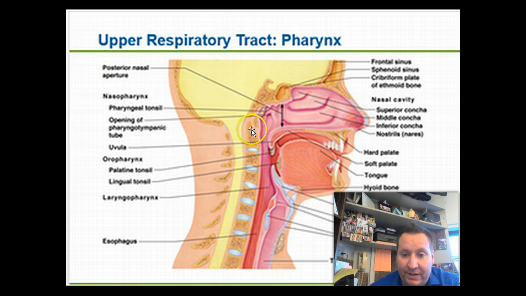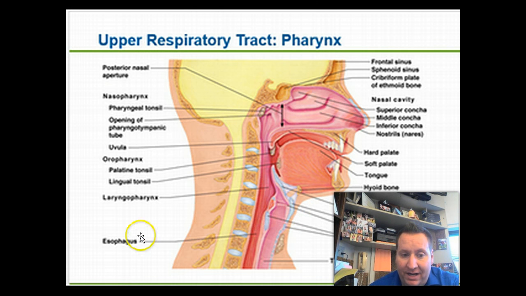So as this air makes its way down, the nasopharynx right here is where that pharyngotympanic tube that I was just talking about is located. We're then going to move down into the oropharynx, and then we're going to move into the laryngopharynx. That's right here. As we move right here, this air is going to make its way into this structure right here that's called your larynx. Another name for the larynx is your voice box. So this is your voice box that's right here.